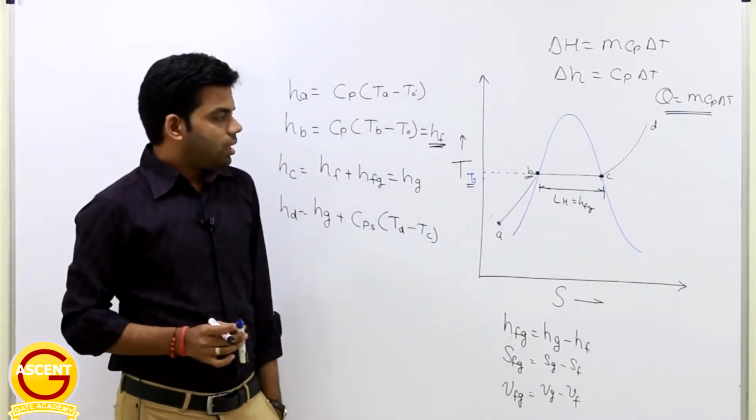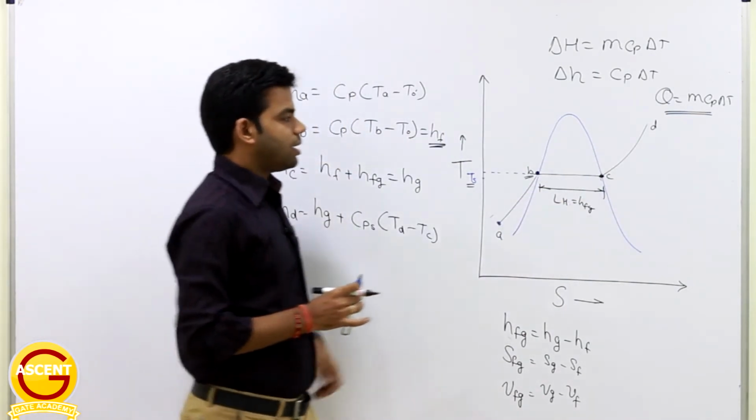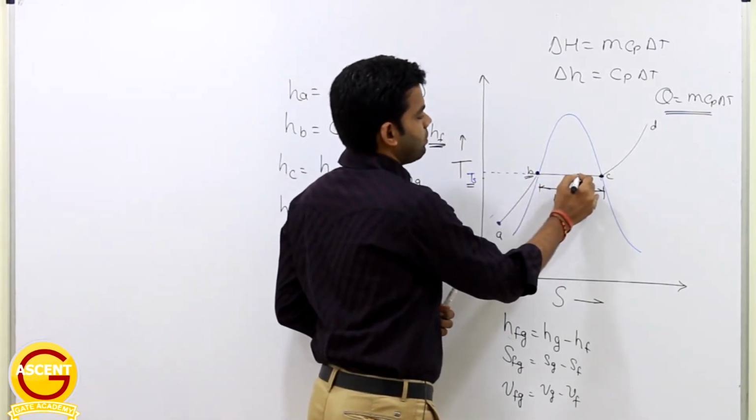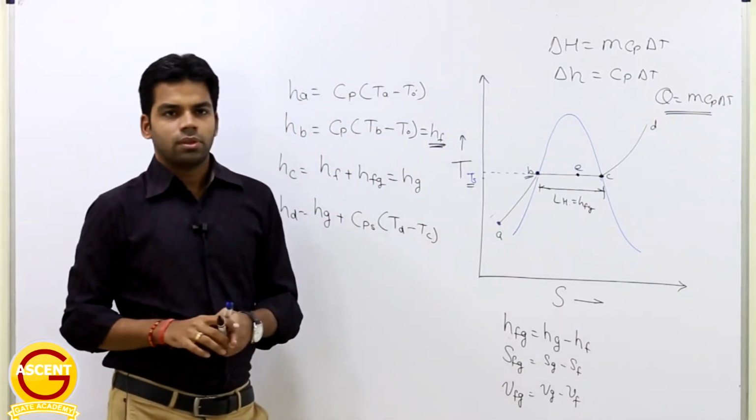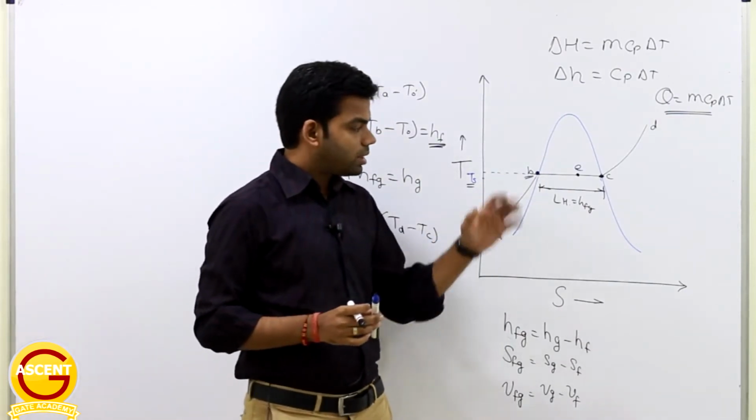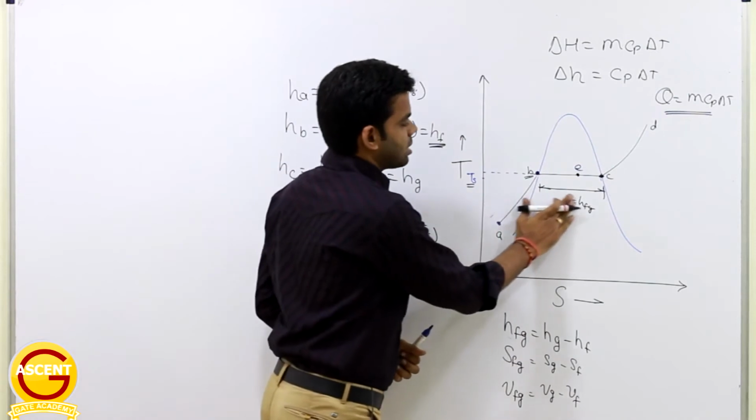Clear or not? Okay, now let's suppose we have some point somewhere here in the wet steam region. Let's suppose this point is E, inside the wet steam region. Now how can we calculate the enthalpy at this particular point? Now just understand this very carefully.